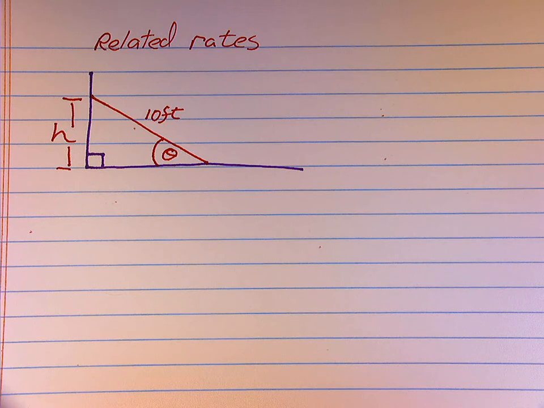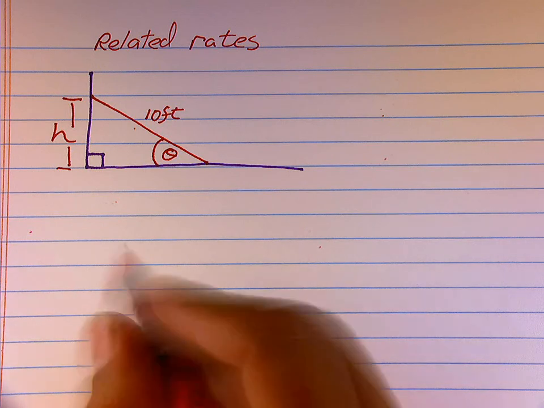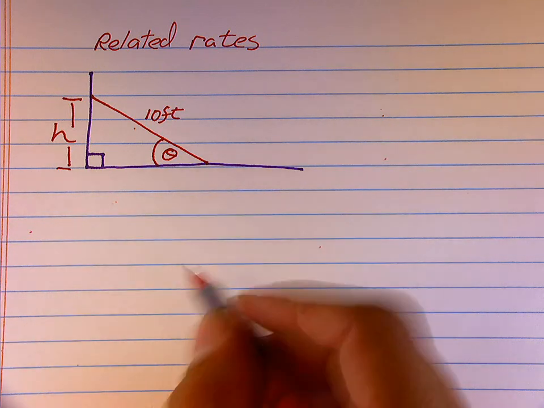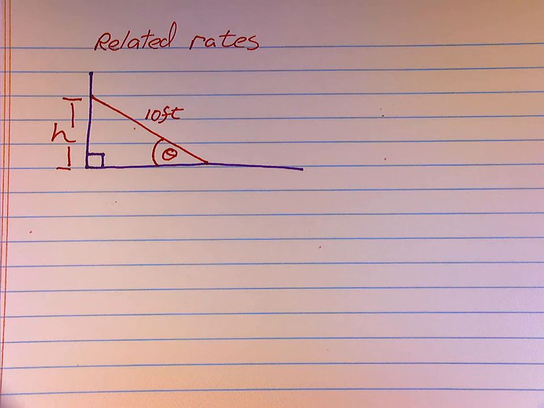Assuming that the floor and the wall are perpendicular, which means they form a 90-degree angle, we're going to allow our ladder to slide down the wall. Now, the question I'd like to know is, how fast is theta changing per second if the height of the ladder along that wall is dropping at 2 feet per second?